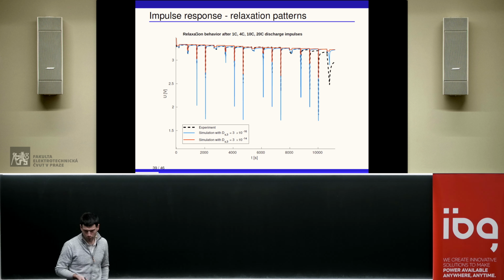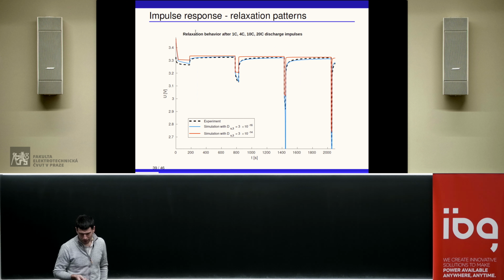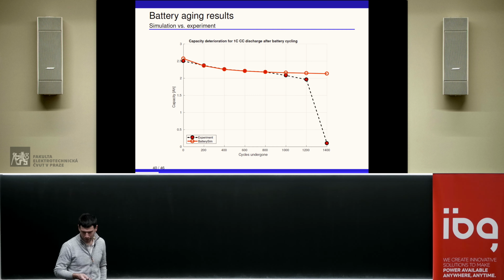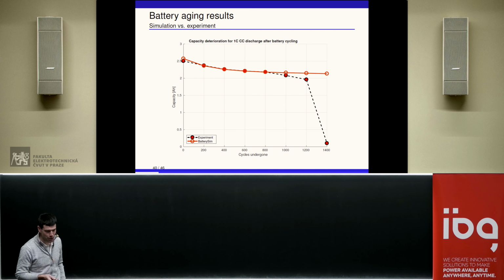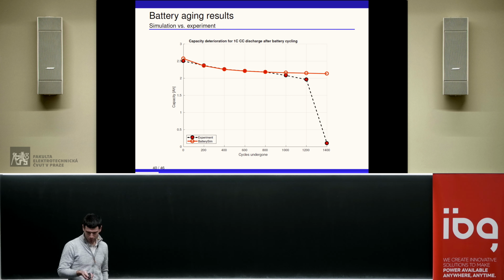Here is how the voltage evolves, and we can see simulation and experiment. Basically, the pattern is very similar. This is the detail, and we can see some fitting of, I don't know which one, the diffusion coefficient, which for some value didn't give such a realistic profile. That's the red one, and for the blue one, we got very close to the experiment already. And this is basically the final result for the assessment of aging, where for the most part we get quite a good agreement with the experiment.